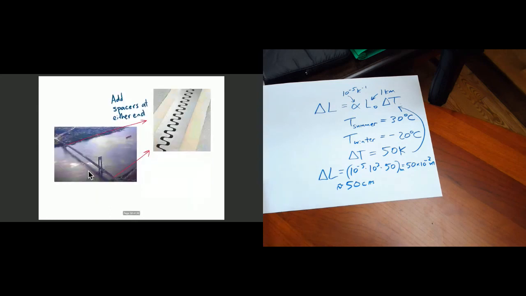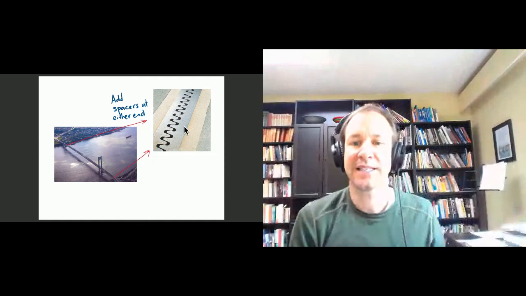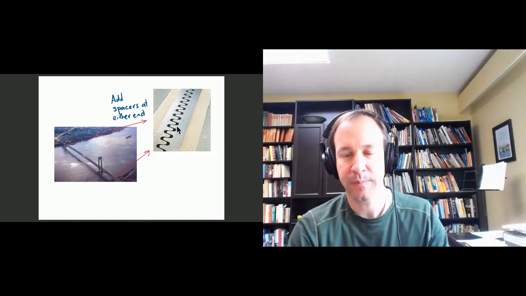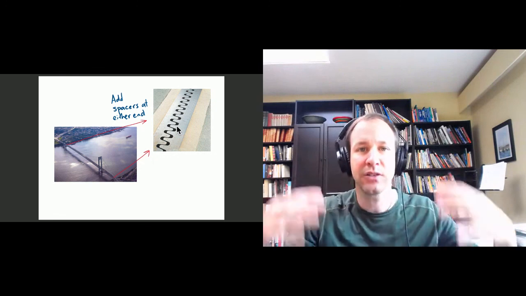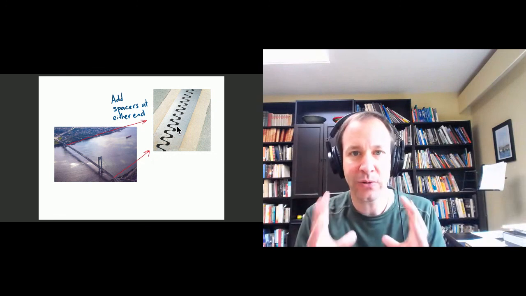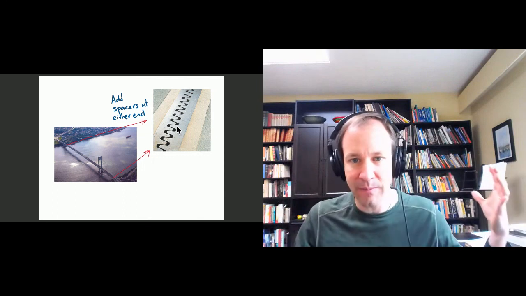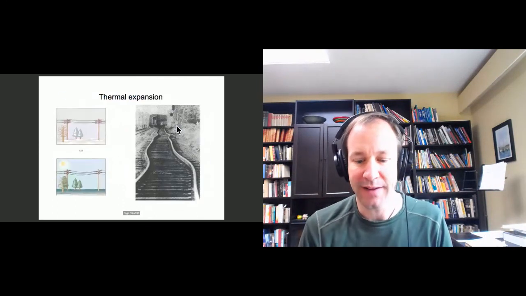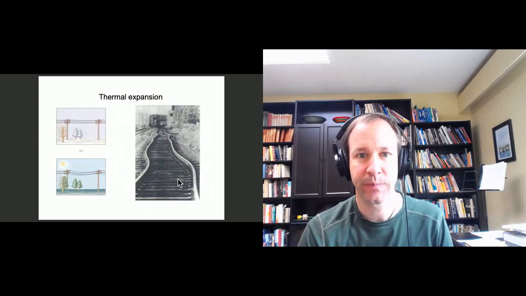What people end up doing is building in places in the bridge where there's room for the segments of the bridge to expand. You see in the picture, this is a bit of a spacer. If that segment expanded, there's a little bit of space for those teeth to come together. You just want to make sure to have enough of those spacers so that your bridge will be fine in the summer, fine in the winter, and you won't have any embarrassing situations like this one.